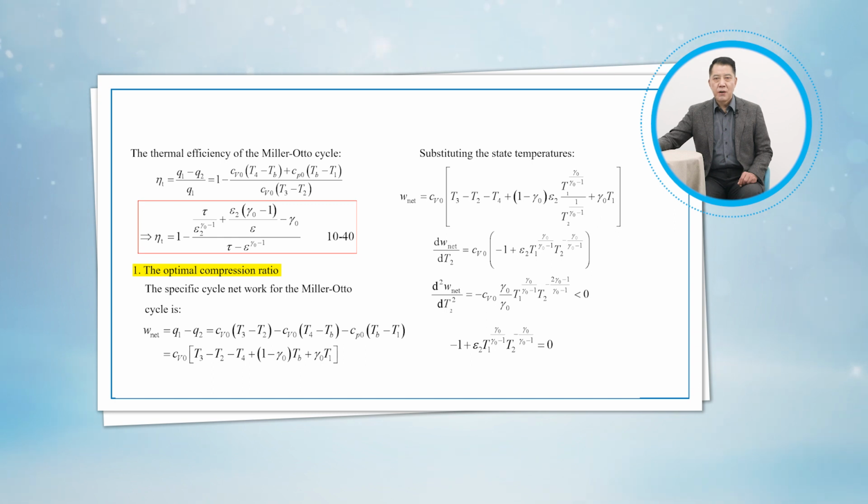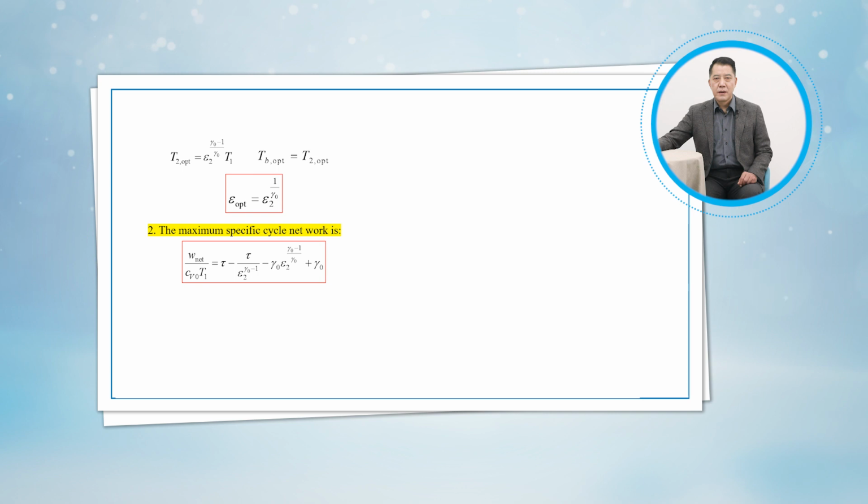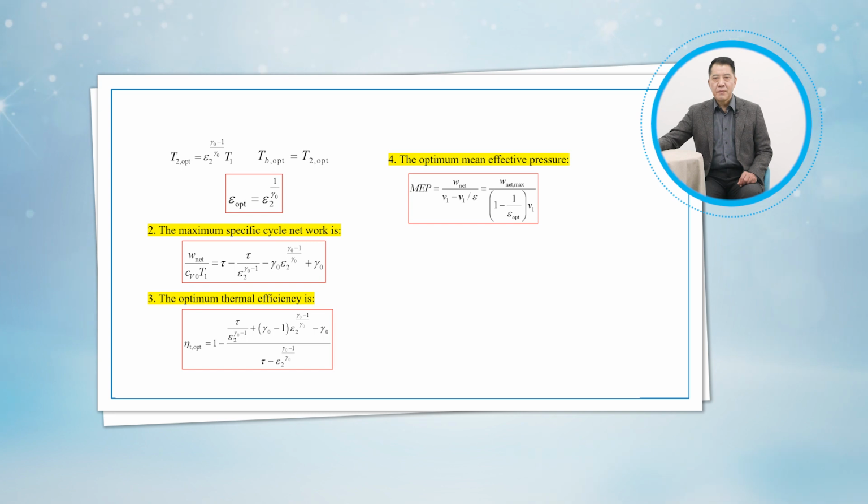Setting the first order derivative to 0, we have the end compression temperature and the optimum compression ratio. The maximum dimensionless cyclic specific net work is, the optimum thermal efficiency is, the optimum mean effective pressure.